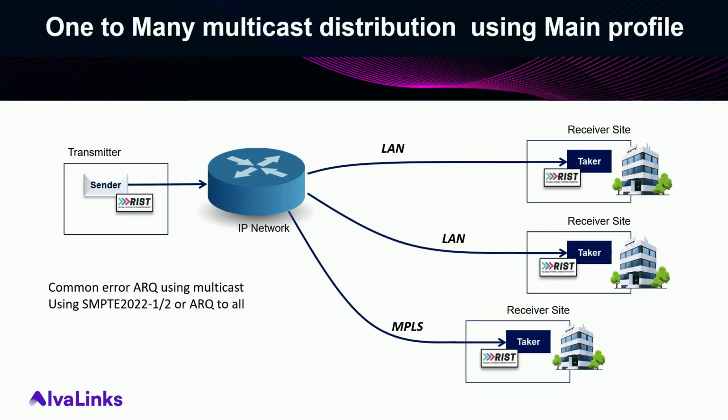Another example of sending a multicast to multiple sites. And if we want to do ARQ, each one is handled individually, or we can send 2022-1 and 2022-2 FEC packets on each tunnel to the receiver, so they are not tied together.